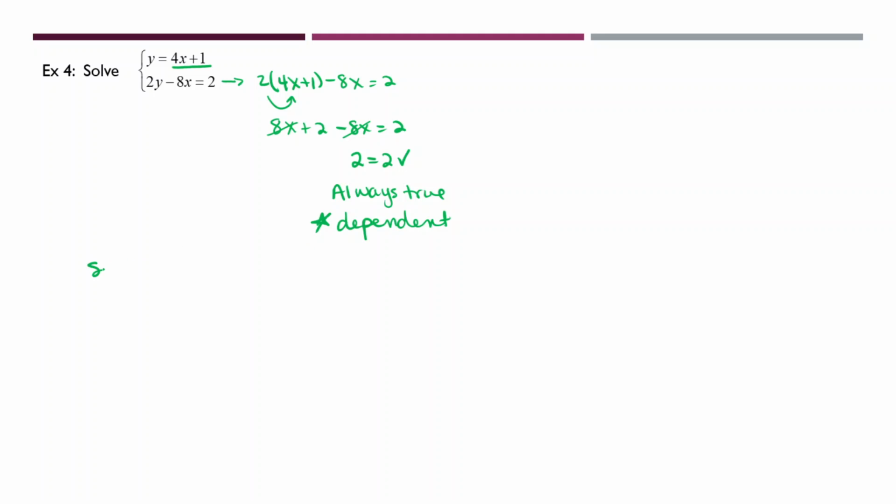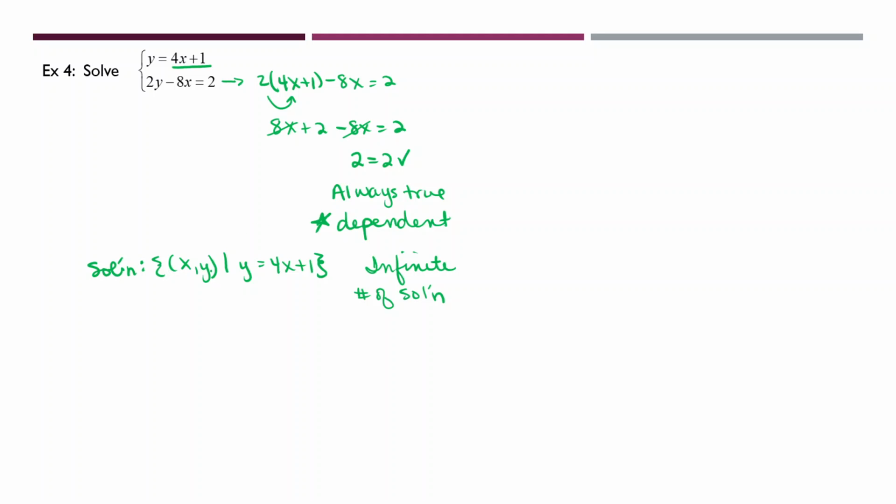Okay, so my solution, we would actually just put that it is the set of points x, y such that y equals 4x plus 1. So technically there are an infinite number of solutions. Notice we do not want to say just all reals, because saying all reals is referring to a singular variable, just like saying x can be all reals, which in this case it can be.